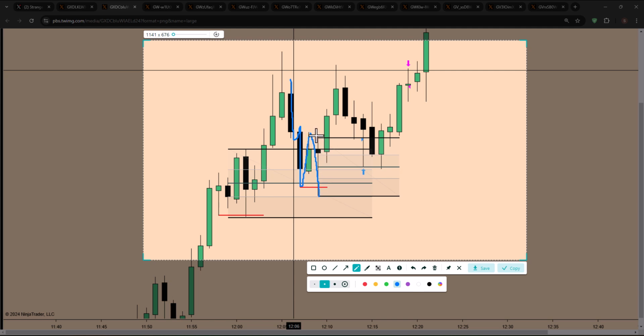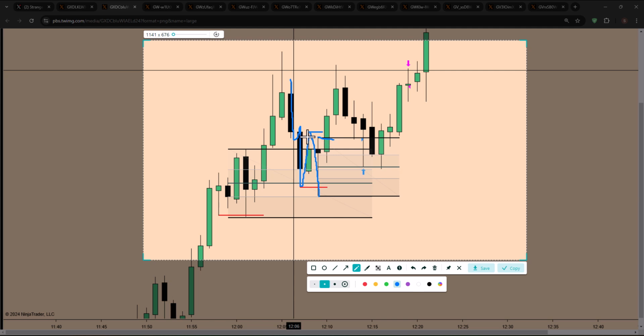Now, the break of structure, technically, will happen here, right? So I need to wait for this. But no, I don't use it like this. In this case, I'm going to take the candle that causes sweep, which is this one. So for me, this is the break of structure. Now, in this case, this candle broke this and also this, right?